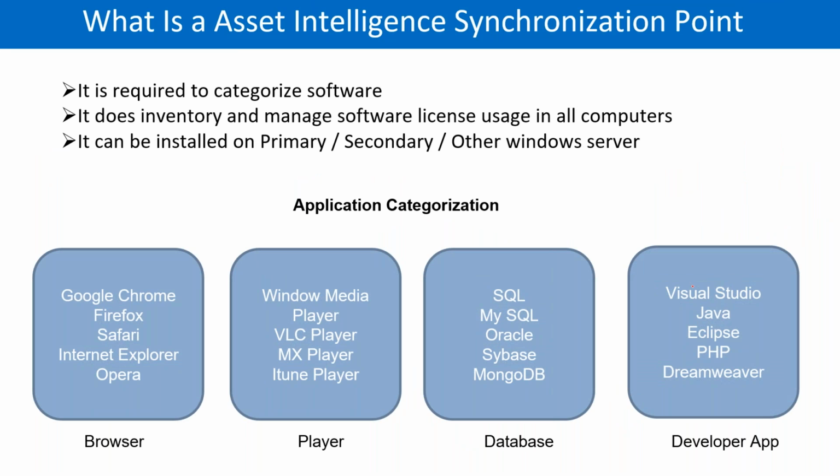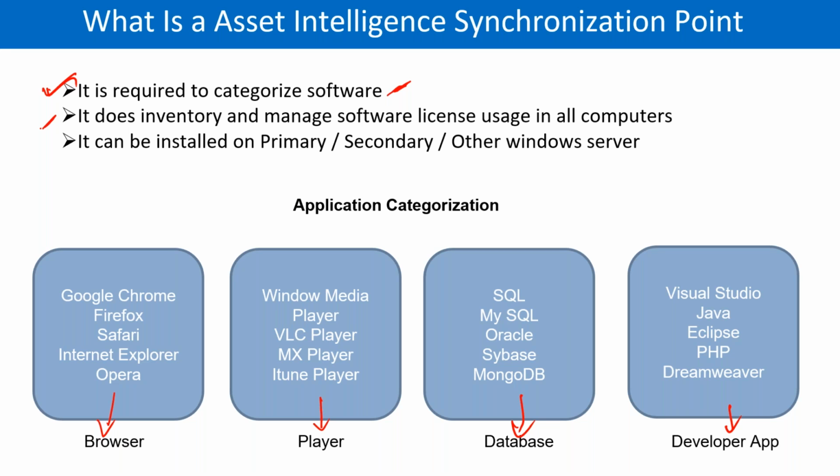Then we have the asset intelligence synchronization point. It is needed for categorization of software. Let's say you have thousands and thousands of software installed in your computers. It can categorize software like this: some software falls under the browser category, some under player, some under database, some under developer category. So it will help you categorize the software. That is the first point: it is required to categorize software.